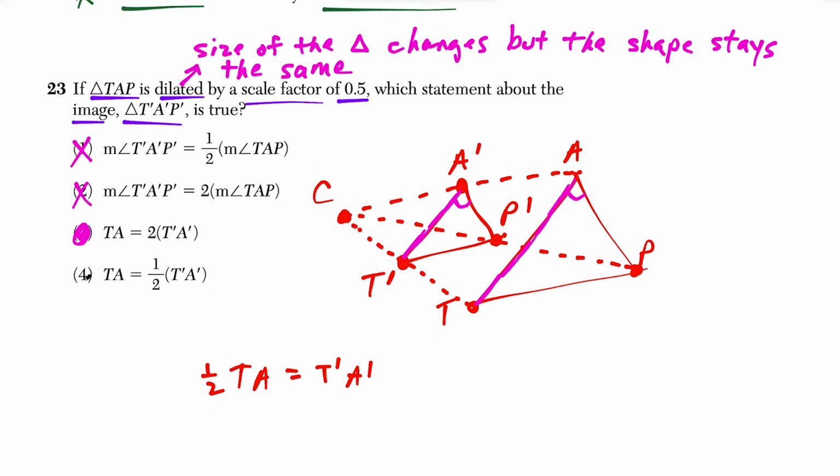And now choice 4 is no good because if we look at segment TA over here, if we multiply the shorter segment by 1/2, that's just going to make this even smaller than the original segment over here. So that's why this answer choice is no good. So choice 3 is definitely correct.